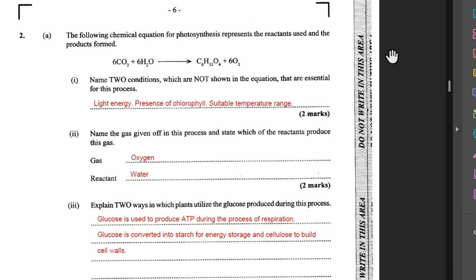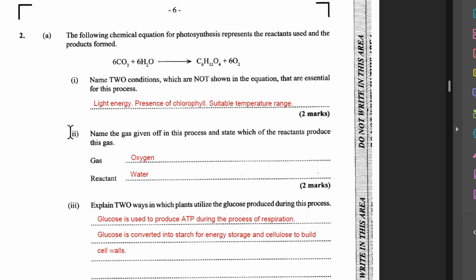Alright, here we have another photosynthesis question. This is June 2015 question 2. The following chemical equation for photosynthesis represents the reactants used and the products formed. This is the same equation that we would have just written. So name two conditions which are not shown in the equation that are essential for this process. That will be light energy, presence of chlorophyll, or suitable temperature range. Any two of those would do.